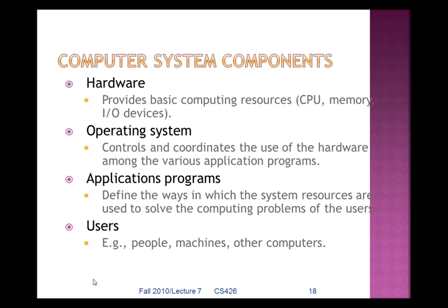Hardware provides basic computing resources. What are the basic computing resources? CPU, memory, input-output devices. These are the various computing devices, that is CPU and memory, and they are a form of hardware. That is, we can touch it, it is tangible in nature. We can touch, we can feel, we can execute, or we can use this hardware for the CPU, for the memory, for the input-output device.